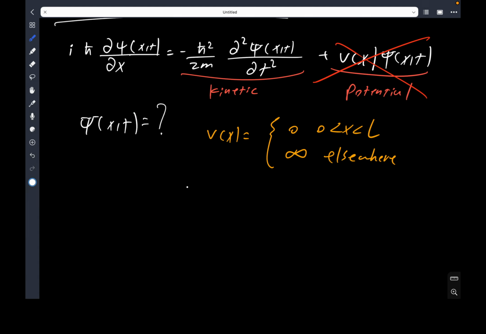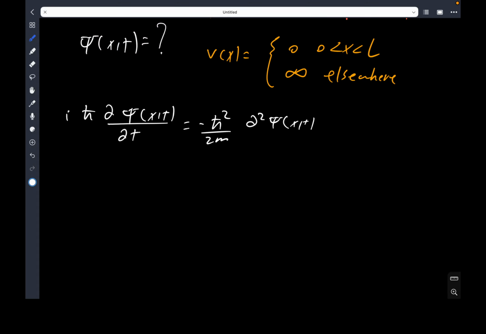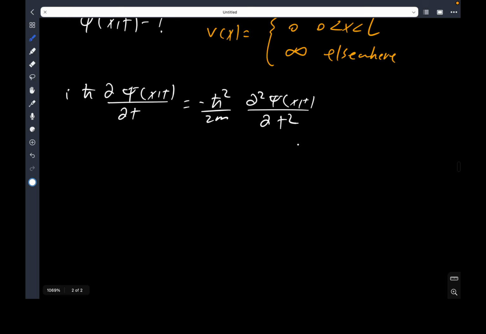Our equation is gonna become i h bar partial psi of x,t partial t is equal to negative h bar squared over 2m partial squared psi of x,t partial x squared. So our goal is to solve for psi of x,t in this equation, but how should we do that?